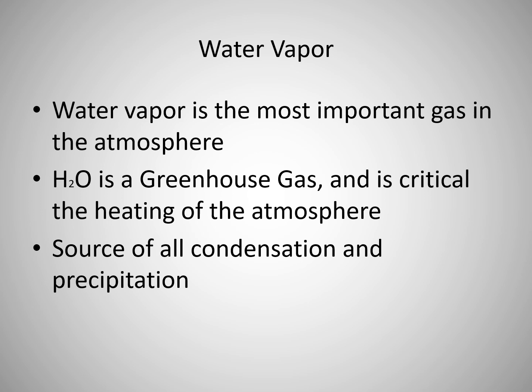This is kind of a repeat of something that we did at the beginning. Water vapor is a variable component in our atmosphere, and it's the most important gas in the atmosphere. Well, the most important variable gas, because it's a greenhouse gas, critical to heating in the atmosphere, but it's also our source of condensation and precipitation.